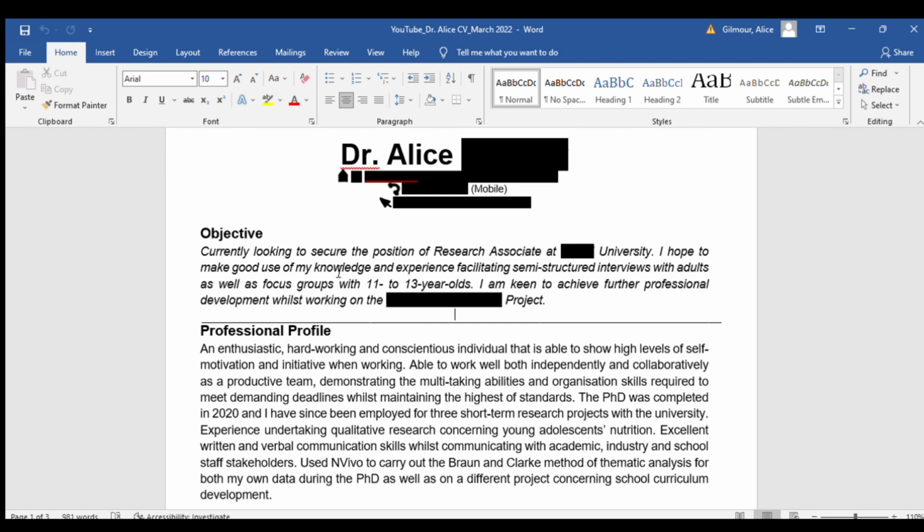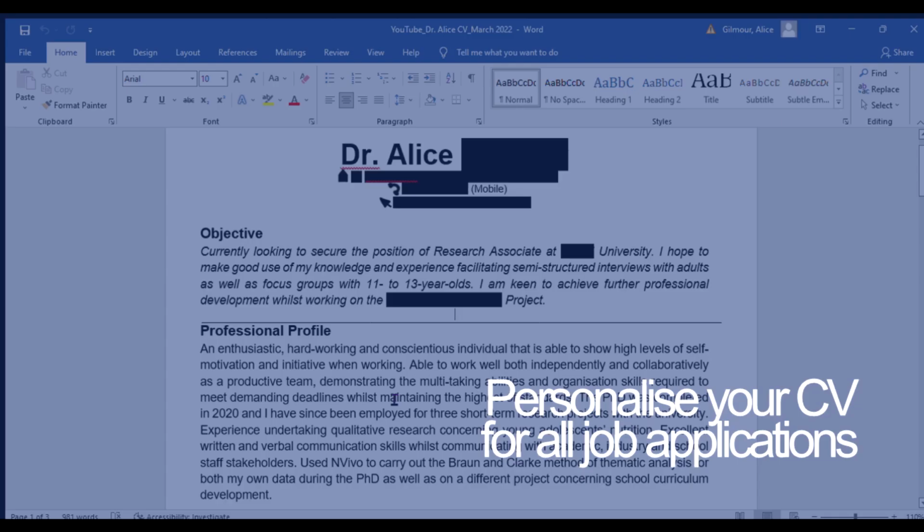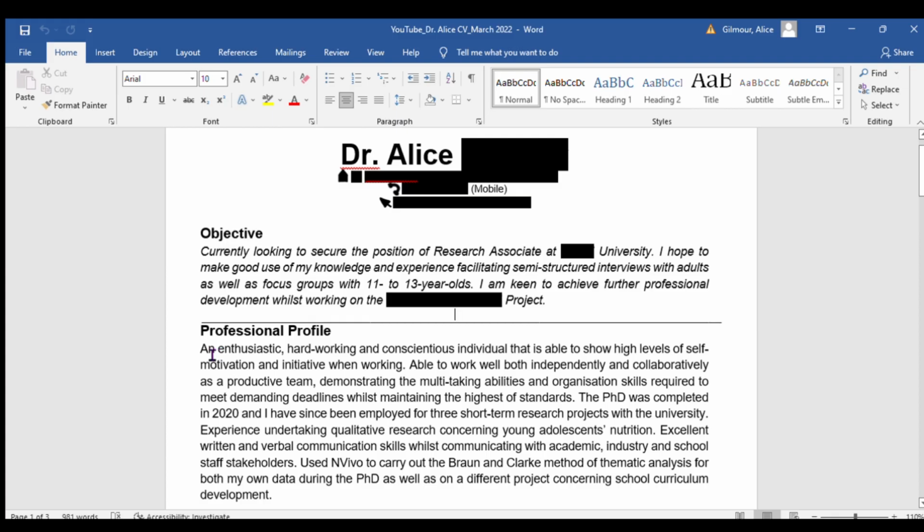Okay, so for this objective I have personalised that to this specific job role. So I've included that I actually have experience working with a similar sort of age group of adolescents. I've included the job title and the university name as well as funding for the project, just to make sure that's all personalised and they don't think I'm just firing off CVs to everyone and not doing anything.